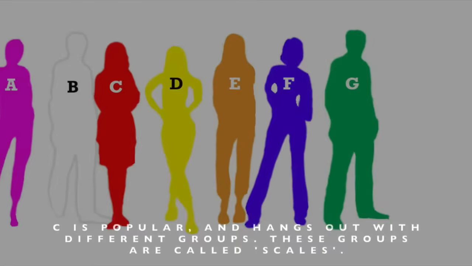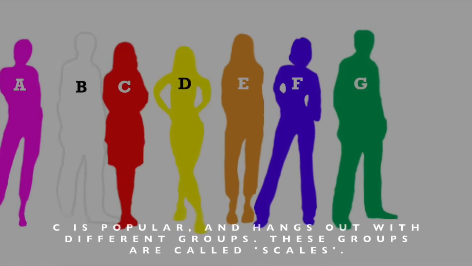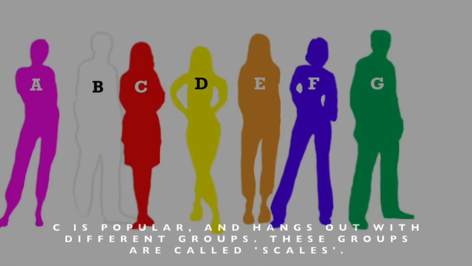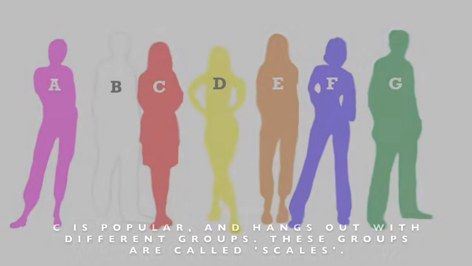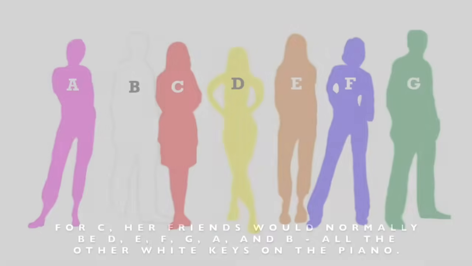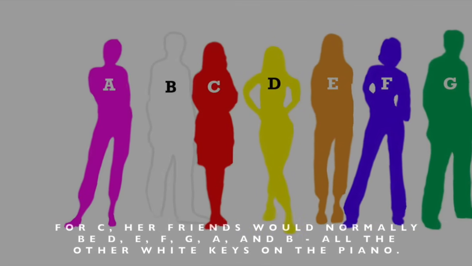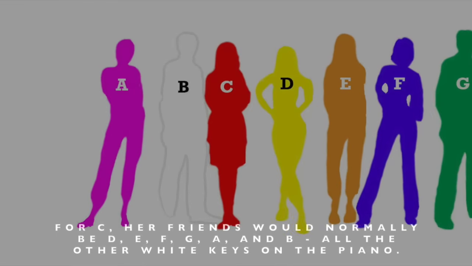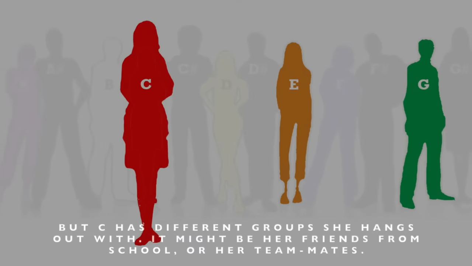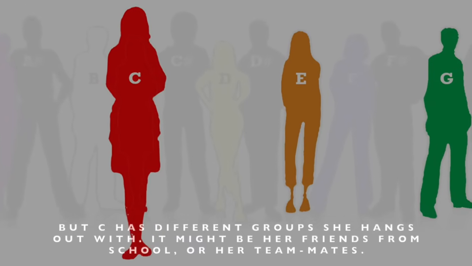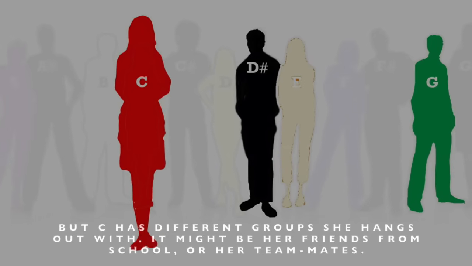C is popular and hangs out with different groups. These groups are called scales. For C, her friends would normally be D, E, F, G, A, and B, all the other white keys on the piano. But C has different groups she hangs out with. It might be her friends from school or even her teammates.